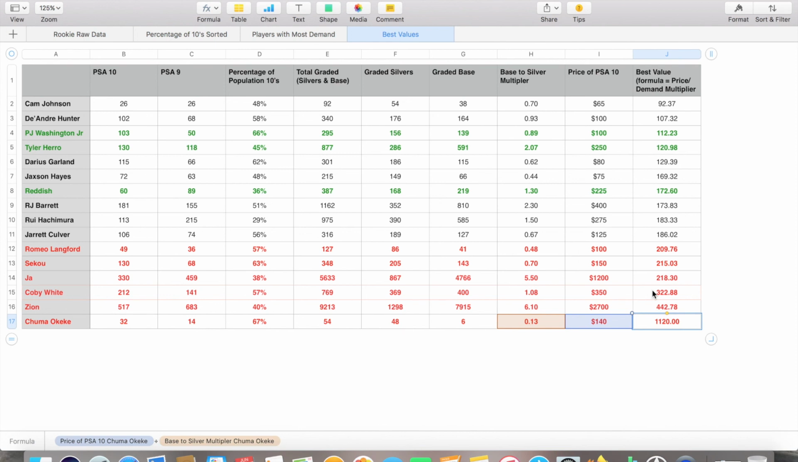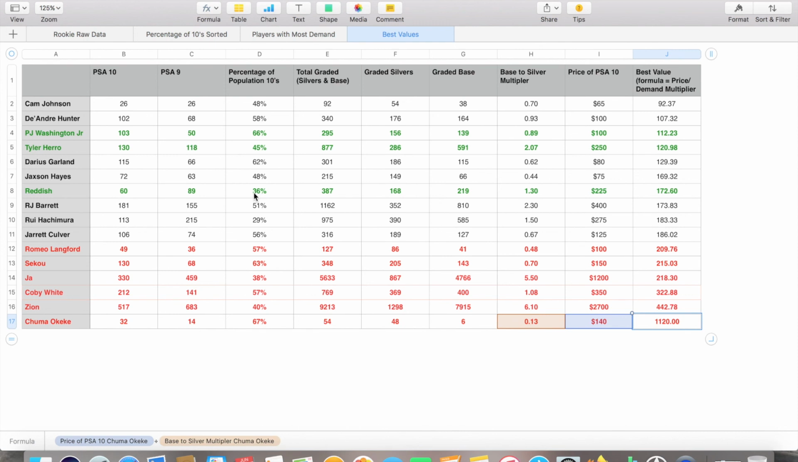So anyway, guys, like I said, my top 3 buys right now, based on what the numbers are telling me and what demand already exists for them, are PJ Washington, Tyler Herro, and Cam Reddish. I think if I had to pick one, I would say Cam Reddish because he's got the lowest population of PSA 10s to his overall graded, and I think he's got the most upside as a player, and he's beginning to really come into his own in the latter half of his rookie season.